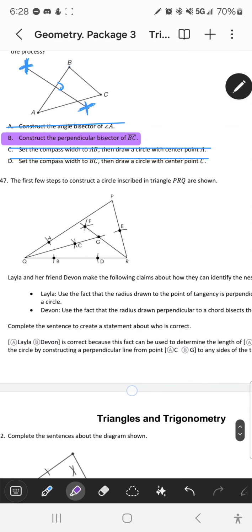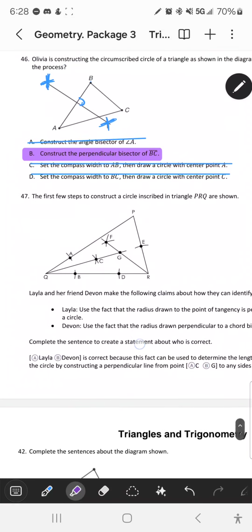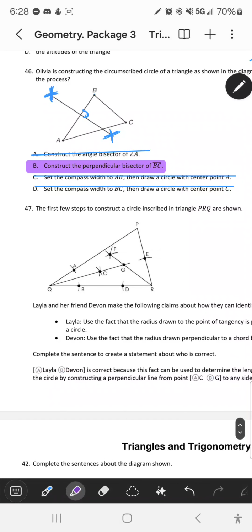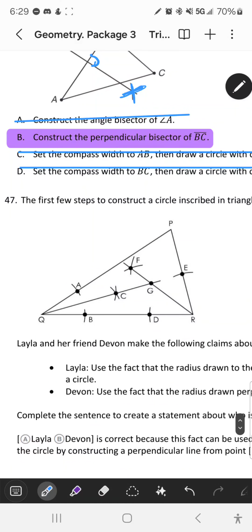The first step to construct a circle inscribed in triangle PRQ are shown. Okay, this is an inscribed circle, so the circle should be inside, like this. What they did for the step is just take the compass, put in a specific width, and make a mark here, then put the compass in this point with the same width and make a mark here, then put in this point with the same width, make a mark here, and then draw the line with the ruler.